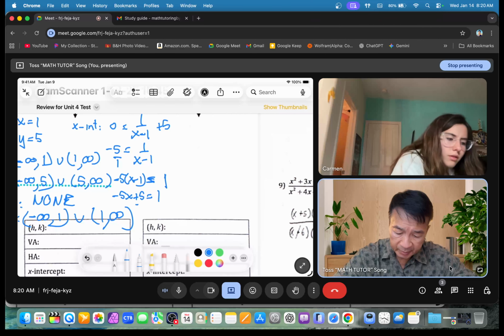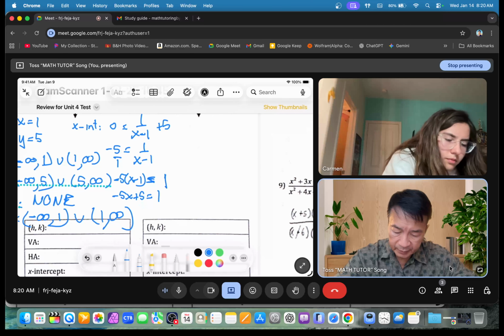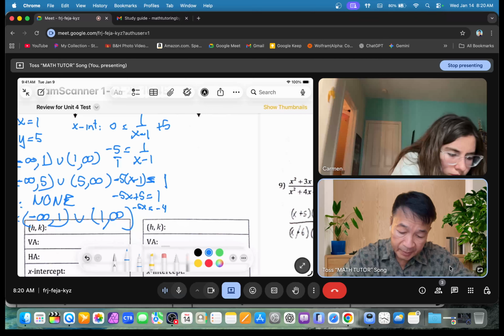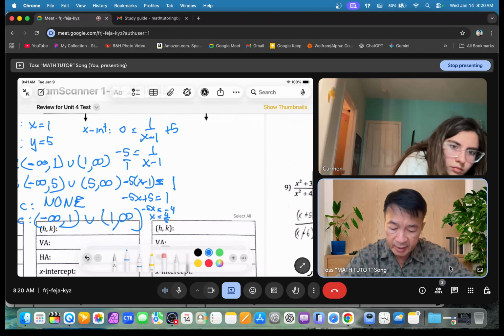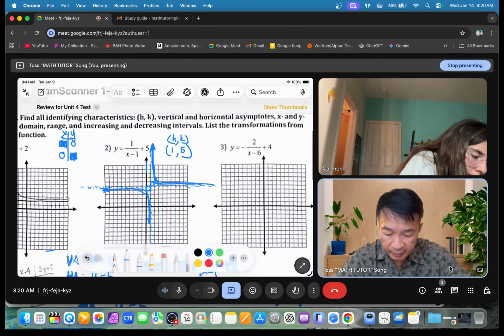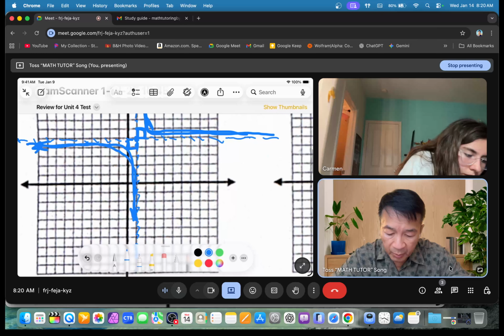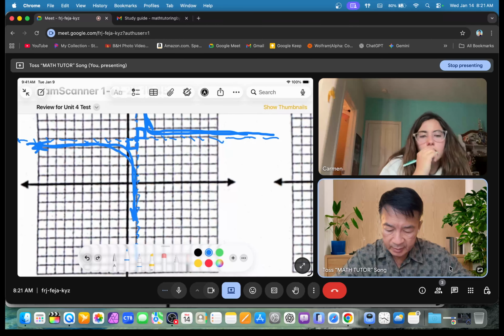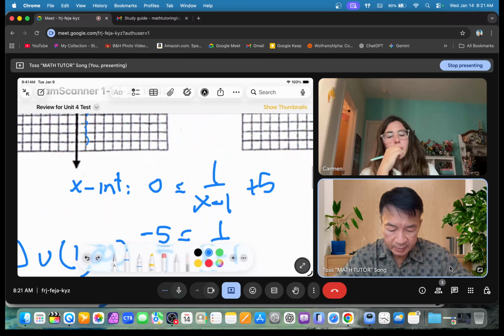And then subtract both sides by 5. If you do, you get a negative 4 on this side and negative 5x left on that side. Divide both sides by negative 5. So you're left with 4/5. So x equals 4/5. If you look at the graph, it's almost 1. Do you see it? It's 4/5 right there. Almost 5/5. So that is your x-intercept.